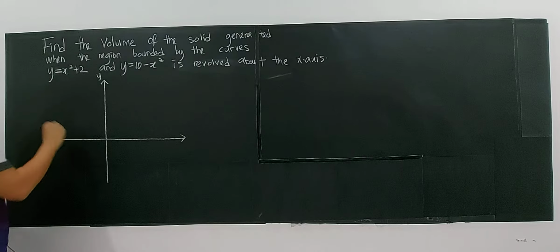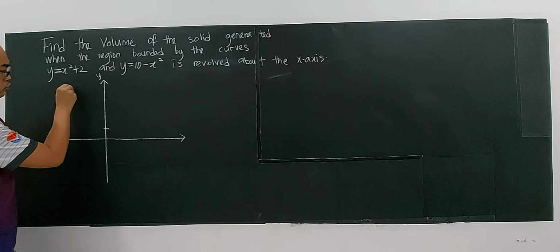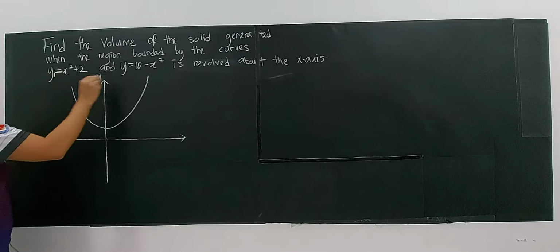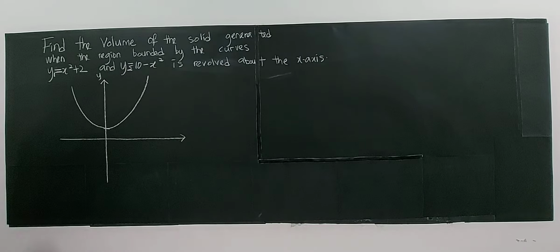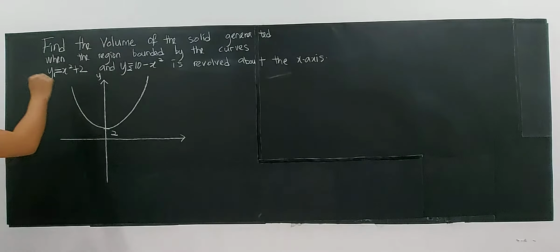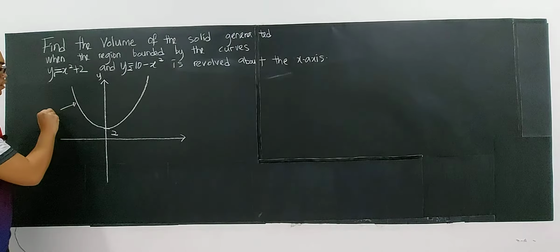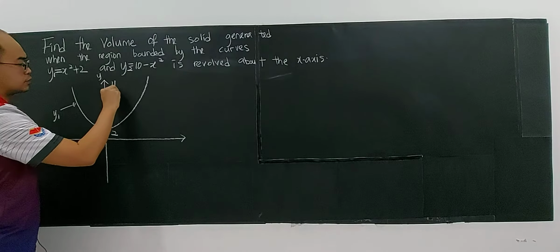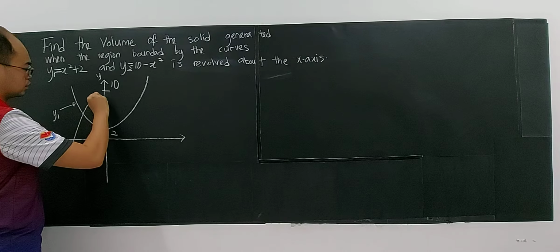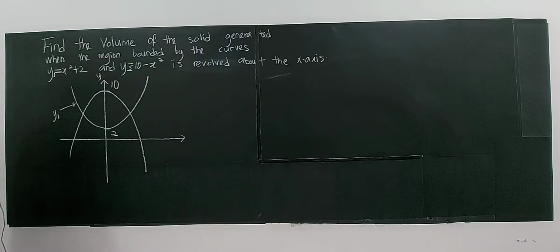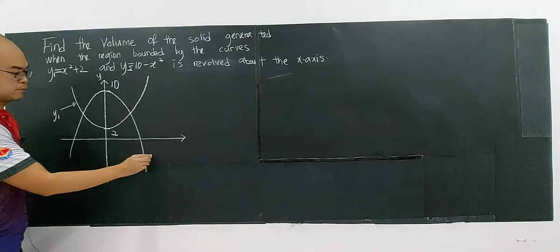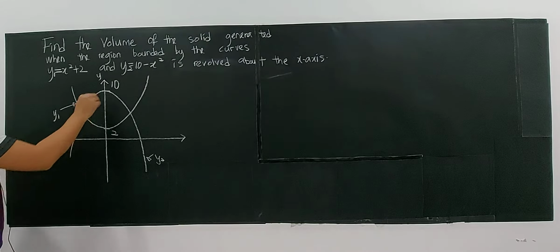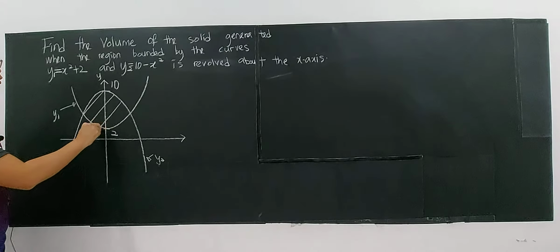So there is a graph for y squared equals x plus 2, right? It's a quadratic curve, which I label to be y1. This one I label to be y2, the graph for y equals 10 minus x squared. This is the second curve, and the region bounded will be this region here, right?